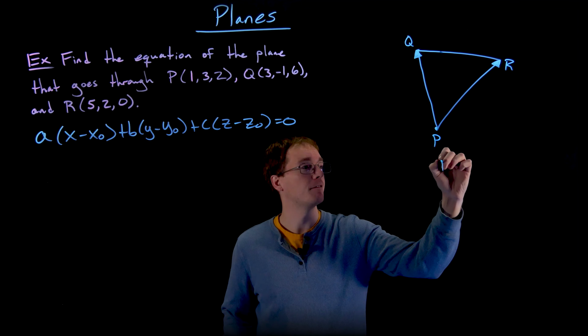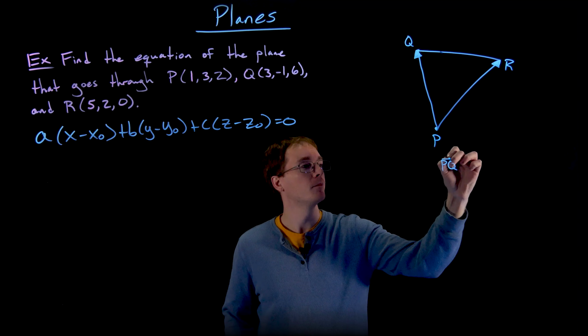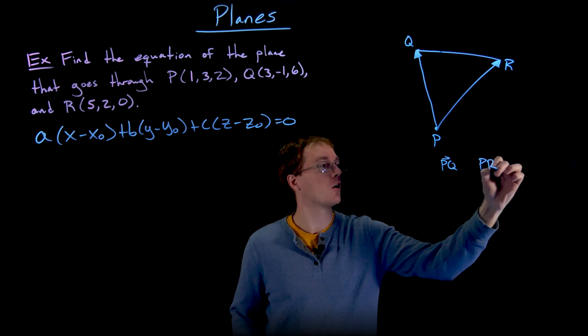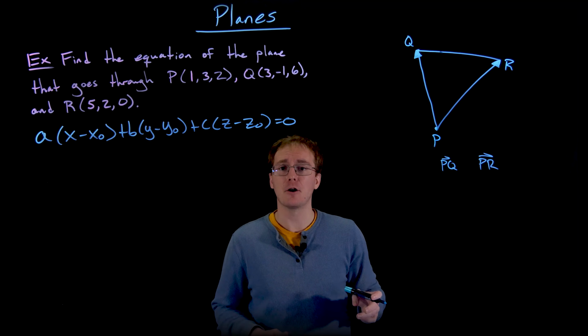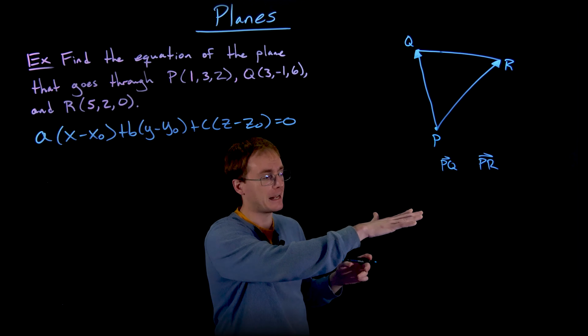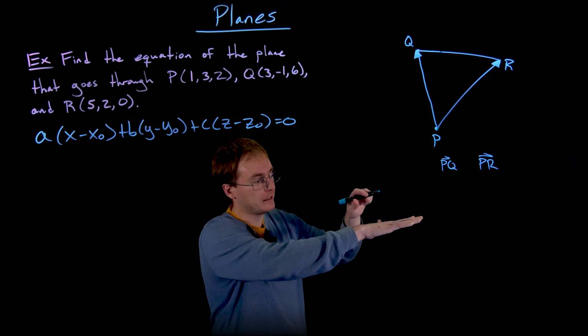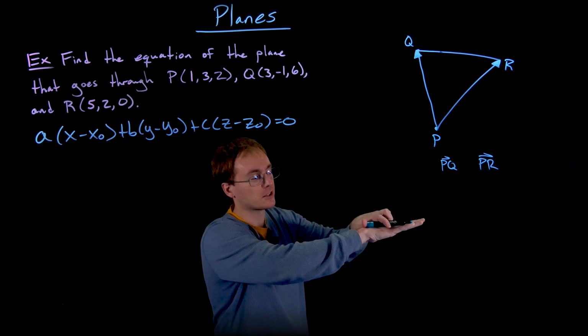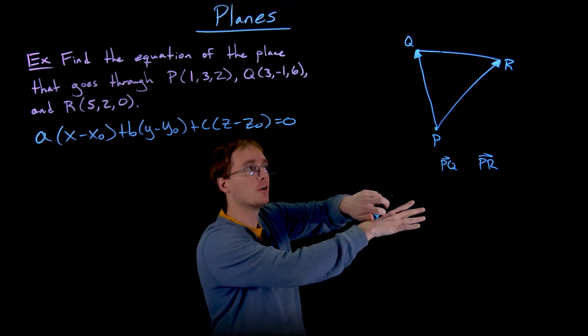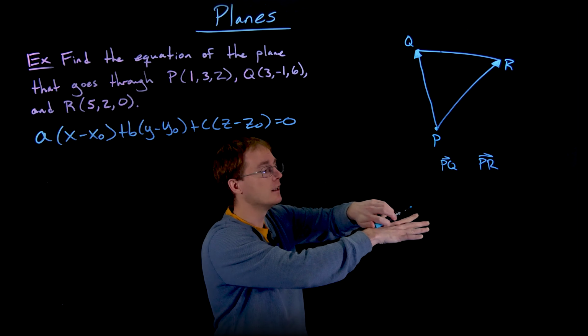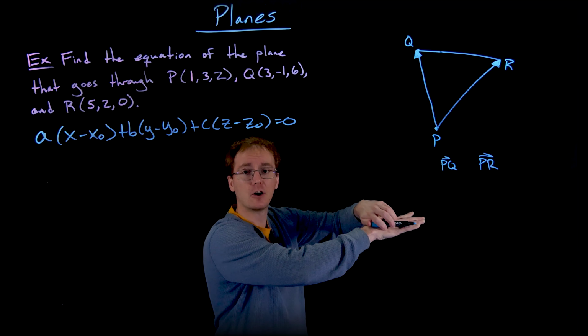And so now the really important observation that we need to make here is that we know these vectors that we created here, like the vector from P to Q and the vector from P to R, are both going to lie in our plane. So if we think of my hand as our infinitely flat plane, maybe our vector from P to Q looks like this. Maybe our vector from P to R looks something like this. Both of these vectors definitely lie in our plane though.